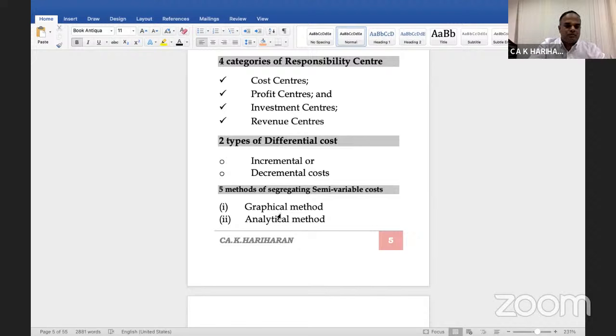Eight bases: time-based classification, yes, next. Element-wise classification, good, next. Behavior, also called nature or variability-based classification. Next. Relationship-based classification. Then controllability, yes. Then normality, yes. Then functionality. Next, and based on decision making, yes, correct. That's all. So if you consolidate, you'll get the full mark.